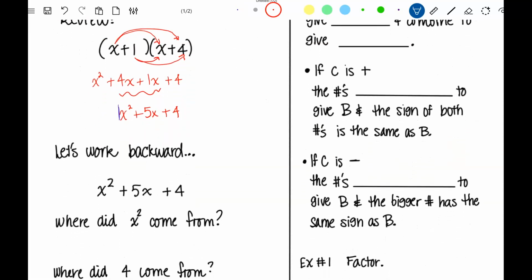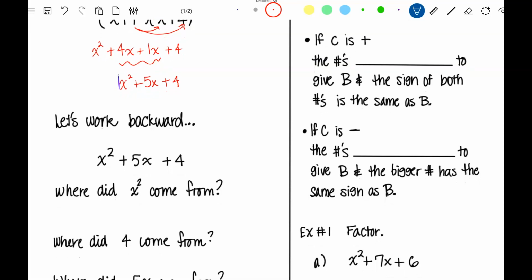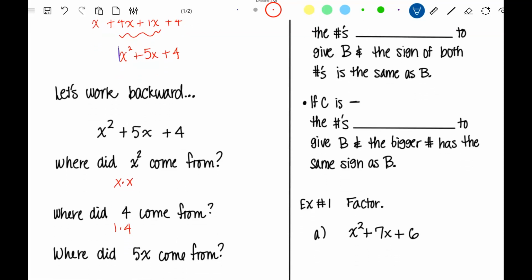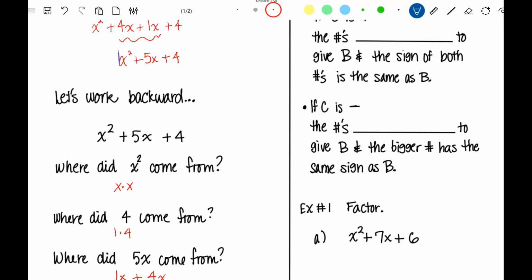So let's look at working backward here. If we started with this trinomial, where did the x squared come from? It came from the x times x. The 4 came from the 1 times 4, and the 5x came from the 1x plus the 4x. Okay, so the factors 1 and 4 did two things. Made 1 times 4, which is the last number, and 1 plus 4, which was the middle number.